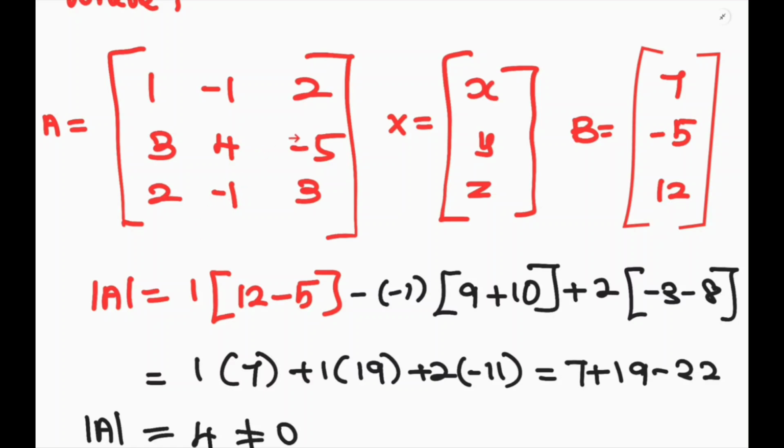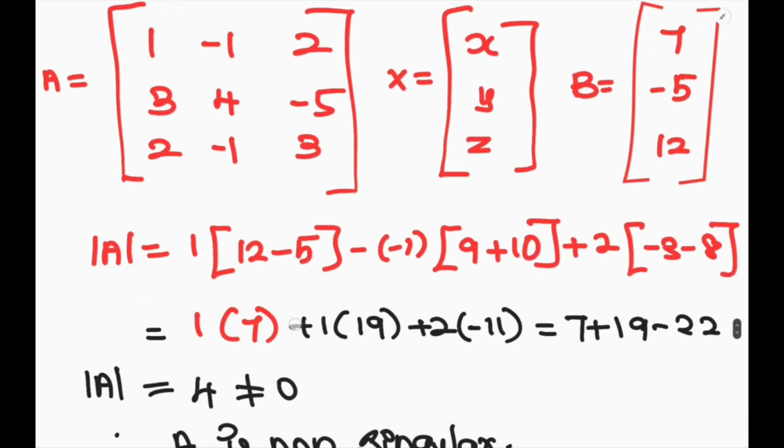But when we are doing the determinant, we are putting this minus, right? Then minus of minus 1 into, if you leave this row and column, 3 3s are 9. Minus of minus 10 becomes plus 10. So plus 2 into, if you leave this row and column, minus 3 minus 8. So 1 into 7 plus 1 into 19 plus 2 into minus 11. So the answer is 7 plus 19 minus 22.